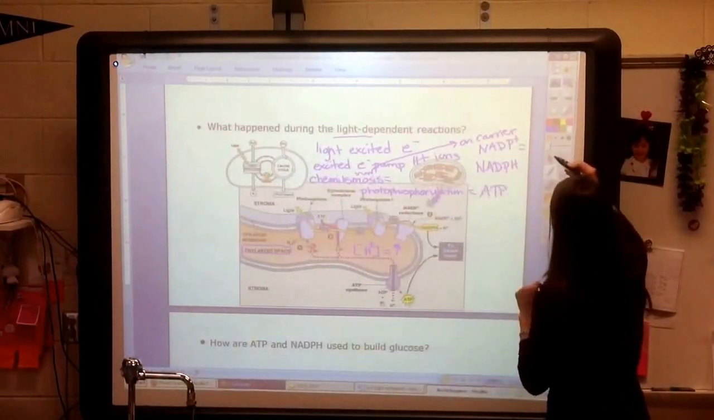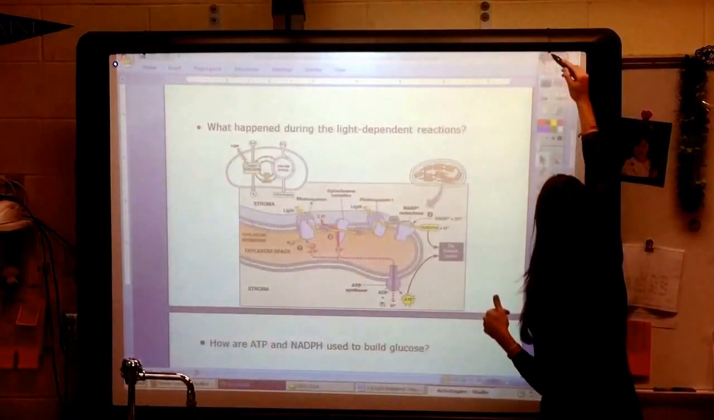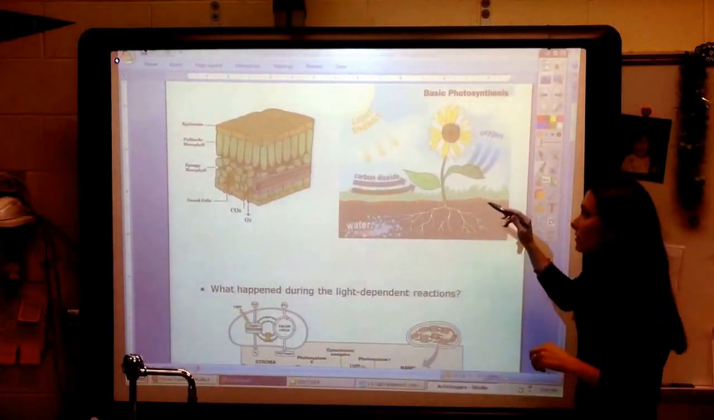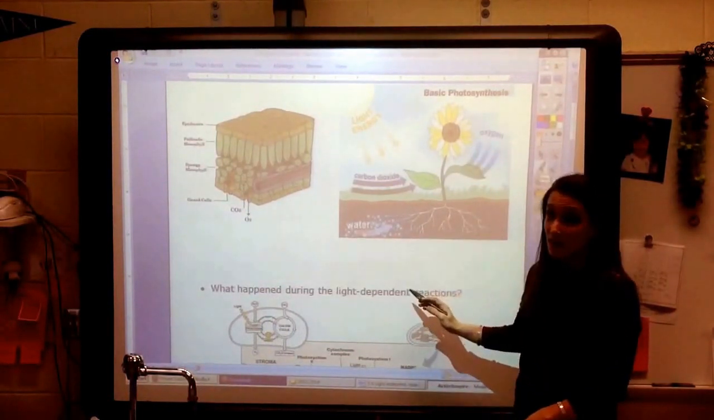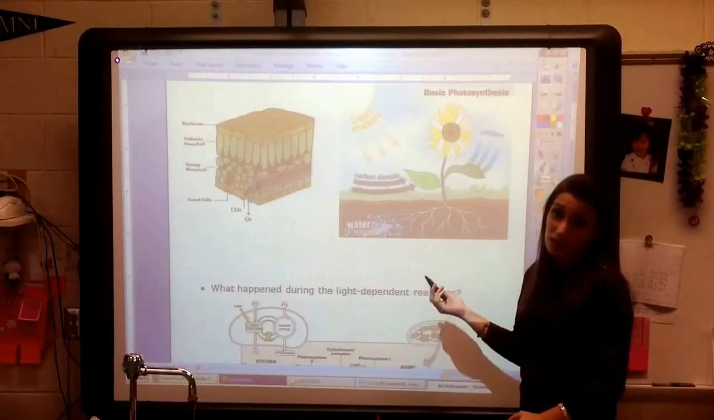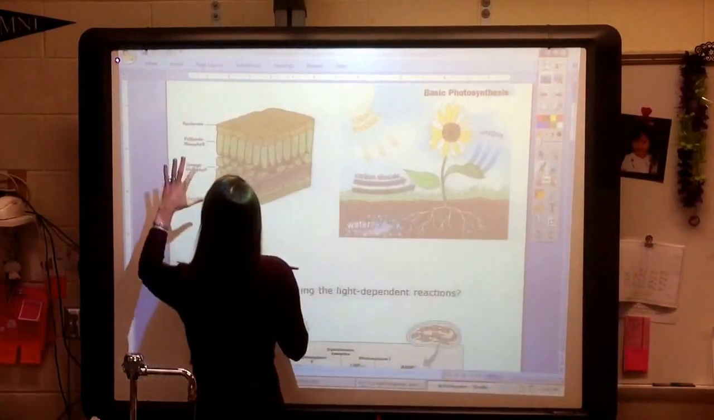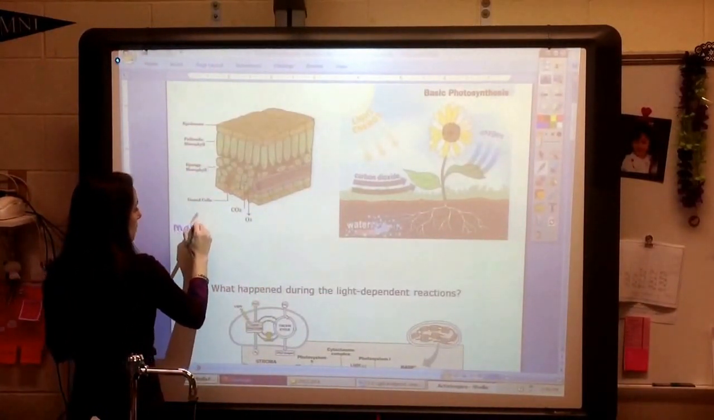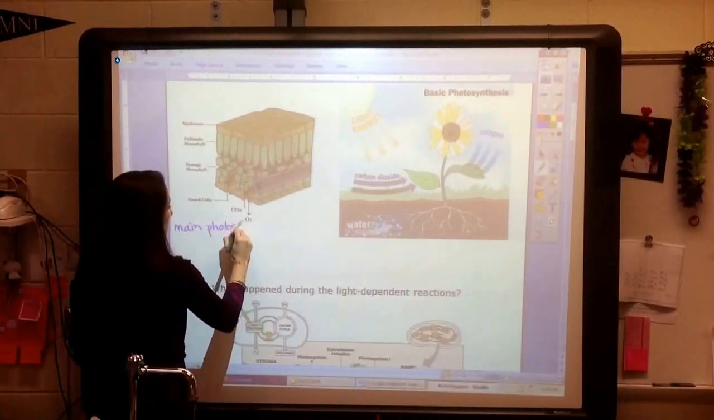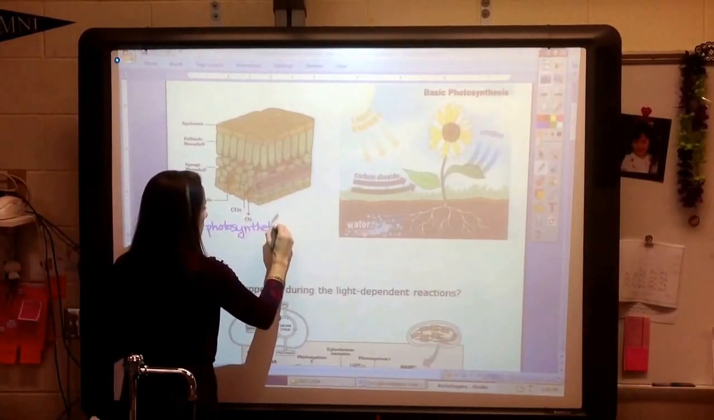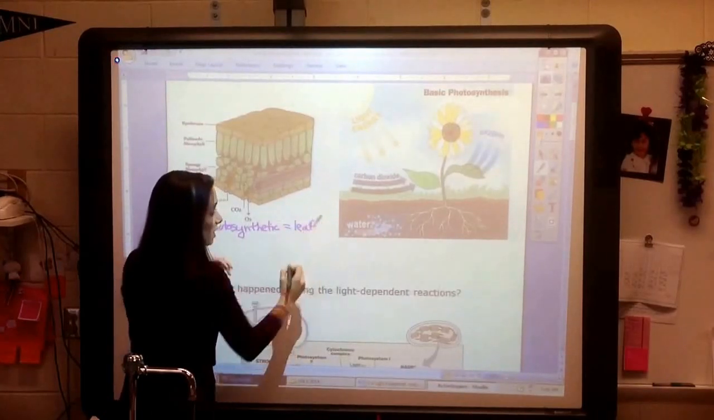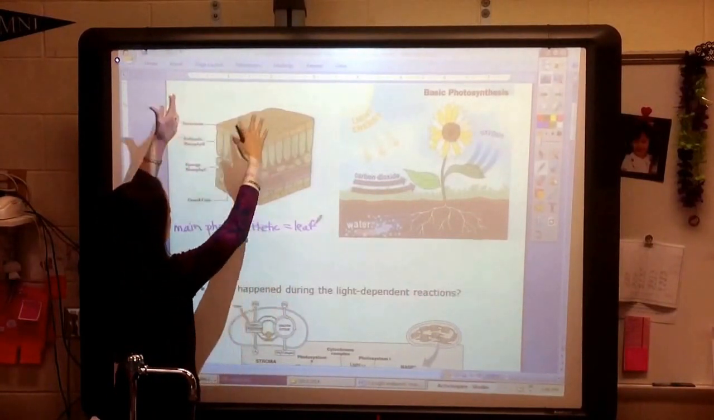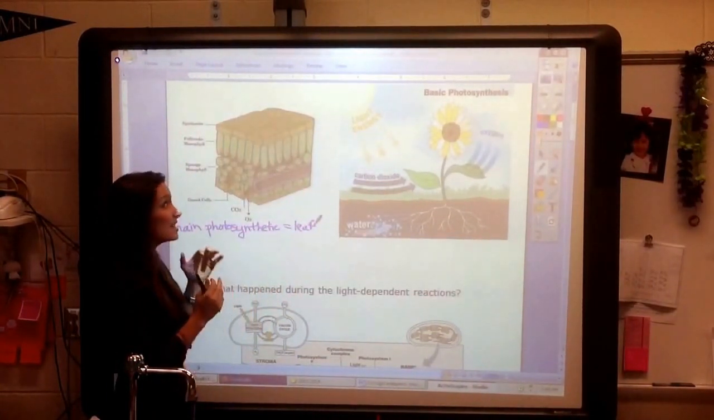But we really also want to know overall where in the plant this is happening. So we go back to this picture here, and we remind ourselves that in a plant, the light-dependent reactions can only occur where there is light. So the main photosynthetic place of the plant is actually going to be the leaf. Main photosynthetic is the leaf. Now when we look at leaves, they look pretty flat, pretty nondescript, right? There's a bunch of cells there. But it turns out that these cells are actually organized into structures that we need to know.